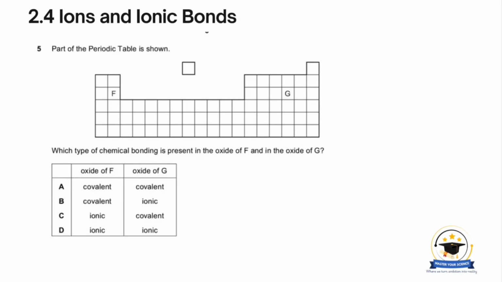So that eliminates A and B. Then G is in group 6 of the periodic table, which means it's a nonmetal, and if it forms a compound with oxygen, which is also a nonmetal, then we would actually have covalent bonding. So that means D here would be incorrect. So C is the correct answer.